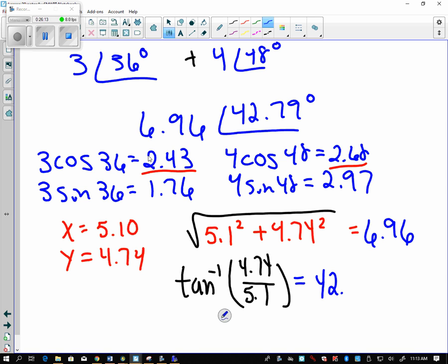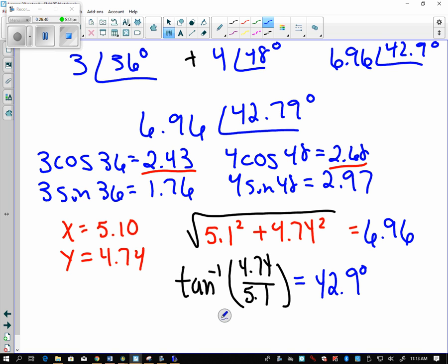Okay, well, we got 42.9 with the ones that we got. But the way that they did it for 42.79 was they took the 4.73 and 5.11. Okay, so based upon the numbers that I had, it would come out to 6.96, 42.9 degrees. It's not enough for it to be wrong.